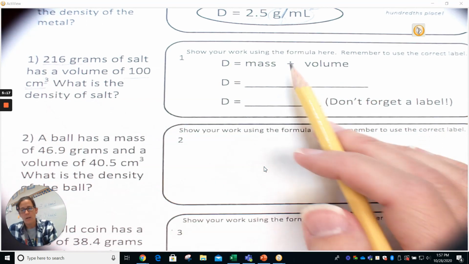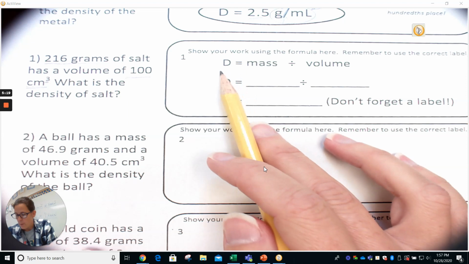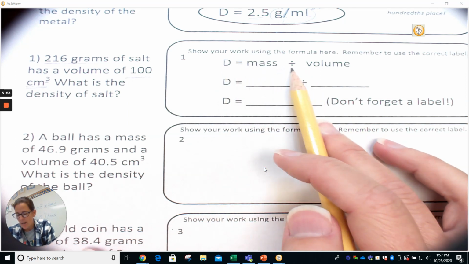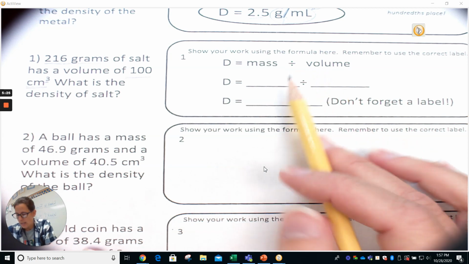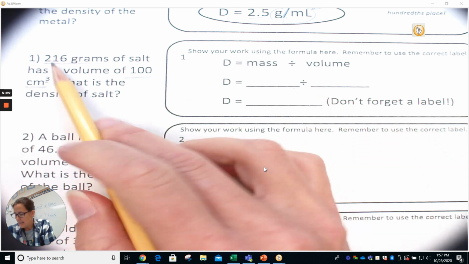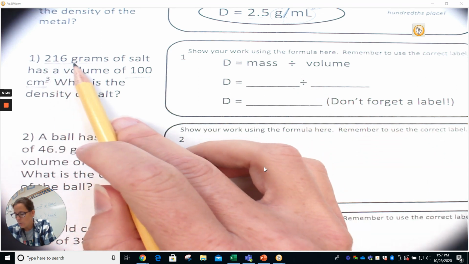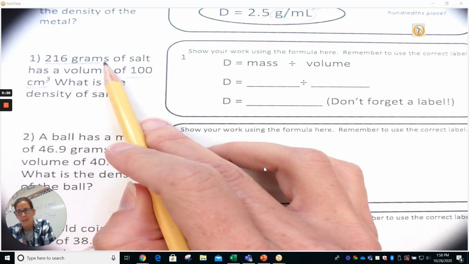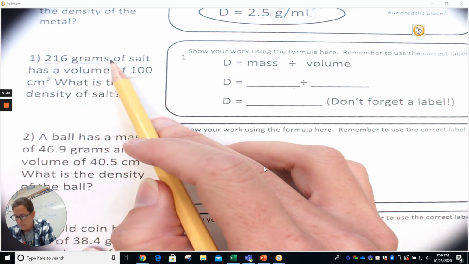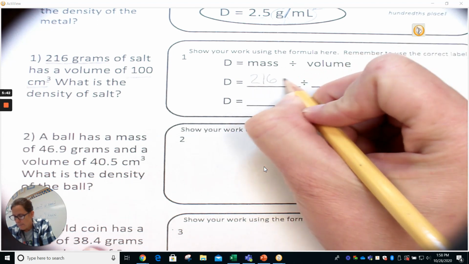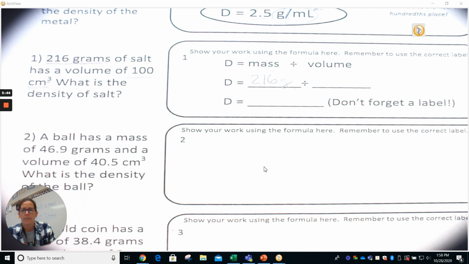Now, let's look right here. We have our formula, D equals mass divided by volume. So we need our mass, okay? Our mass is 216 grams. We know that's the mass because grams is a unit of mass. So I'm going to write 216 and a G for grams.